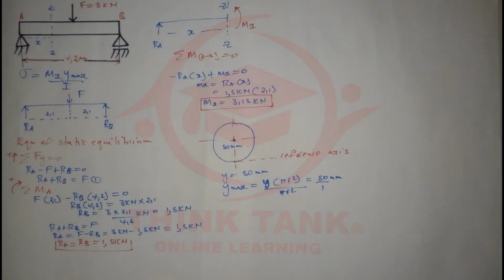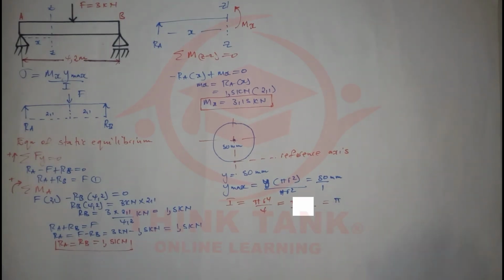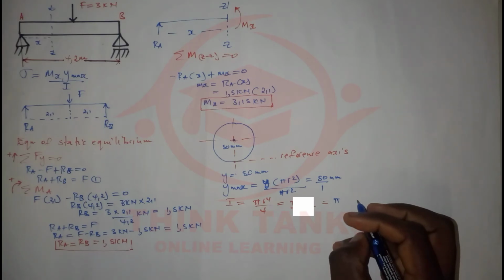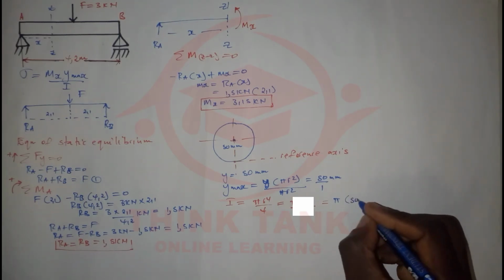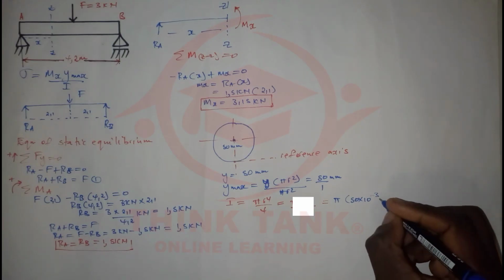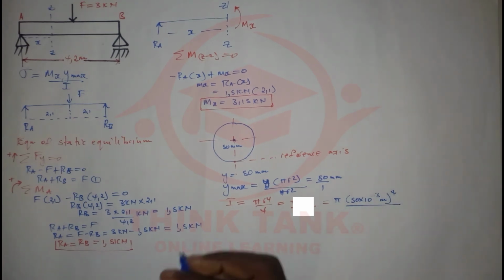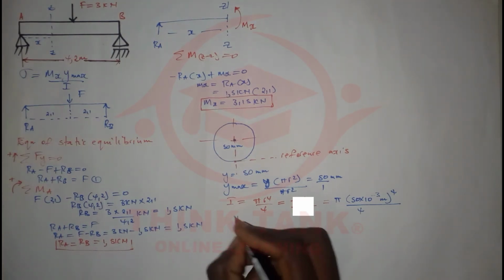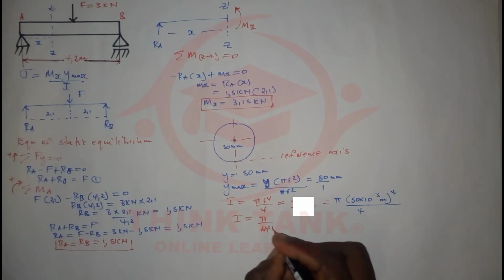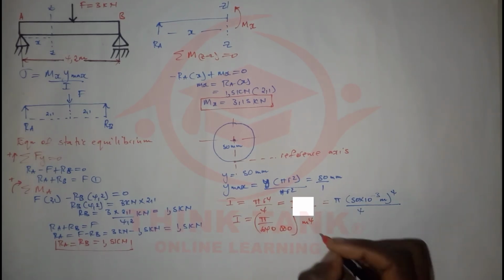Now let's look at the moment of inertia of a circle. The moment of inertia of a circle is pi r to the fourth over 4 here, so I'm going to use the radius, which is going to be 50, but I'm going to change it to meters. So it's going to be 50 times 10 to the power negative 3 meters, to the power 4, and I'm going to divide this by 4. Okay, and if we do that, we're going to see that our I is going to be pi over 640,000, and here it's going to be m to the power 4.